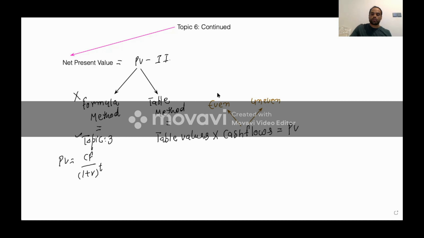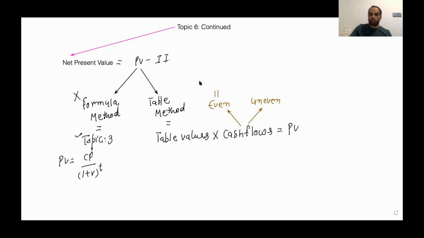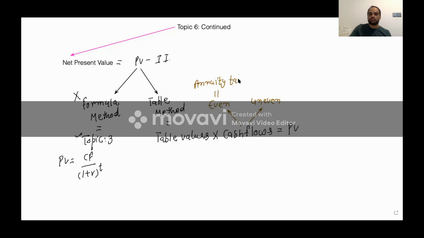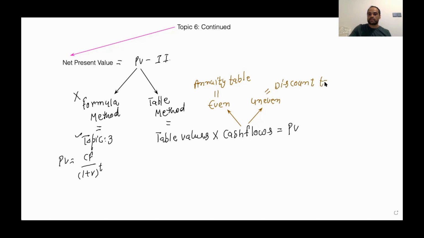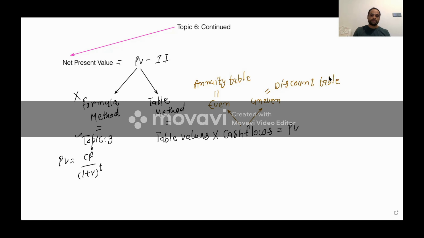So if your cash flows are even, then we will use the annuity table. If your cash flows are uneven, we will apply the discount table. So you have two tables, the annuity table and the discount table. After applying these tables, we will get the table values.